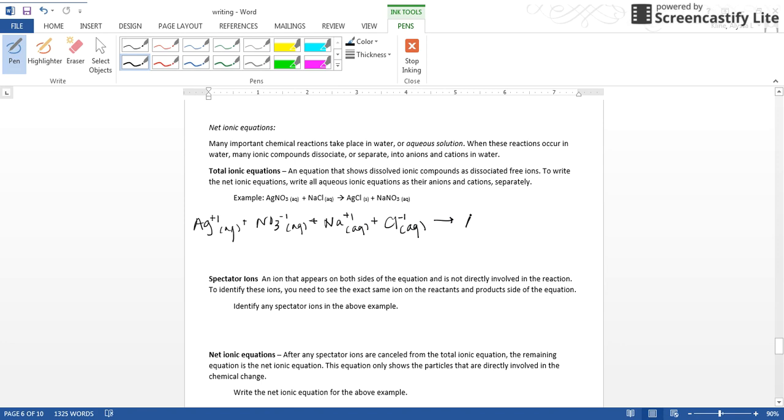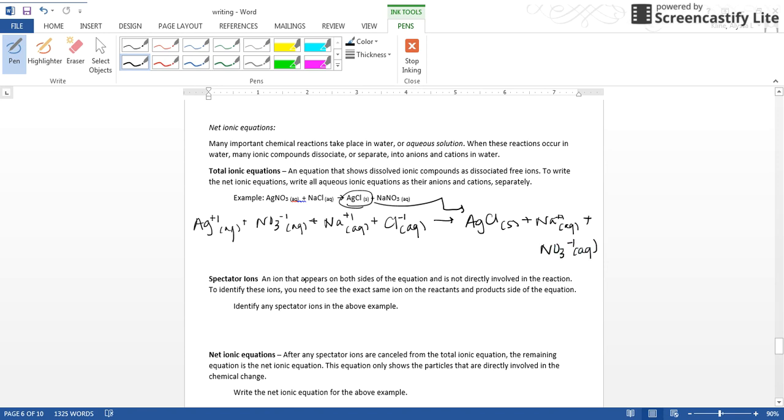Okay, and then we've got AgCl. Whenever you see something that's not aqueous, you cannot break it up. Because this is a solid, it needs to stay exactly as is. So it just gets recopied right here. Okay, it doesn't get changed. And then we've got sodium plus and nitrate.